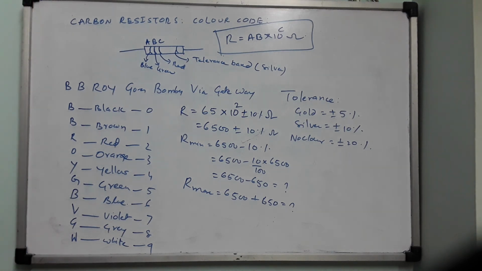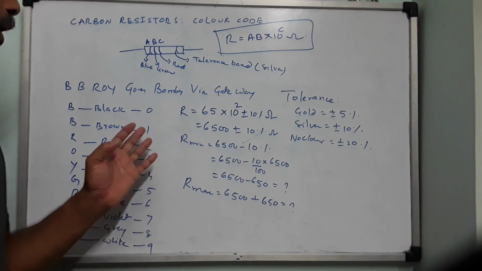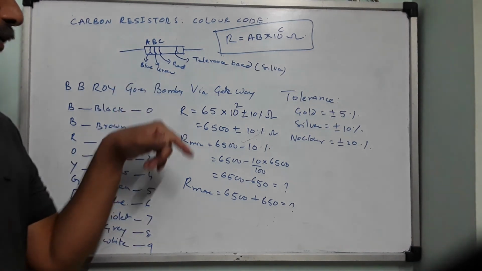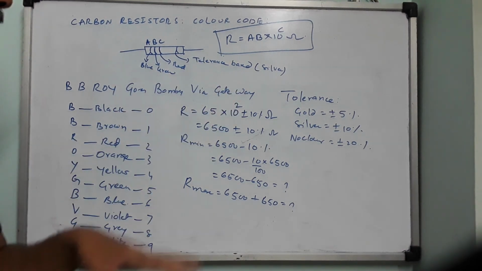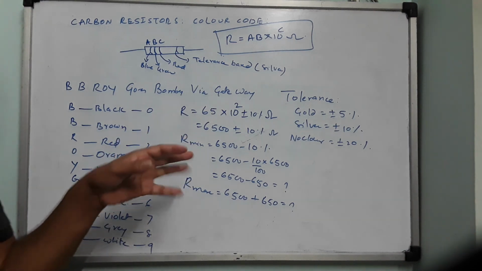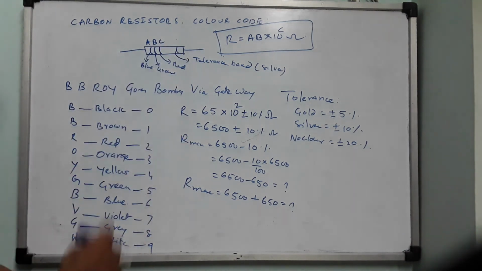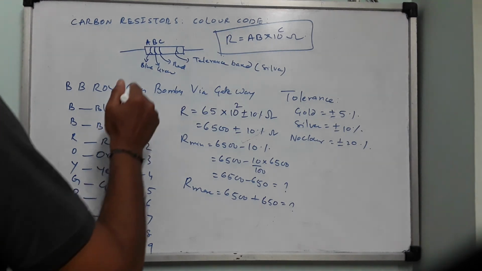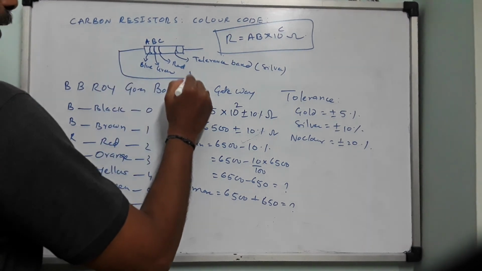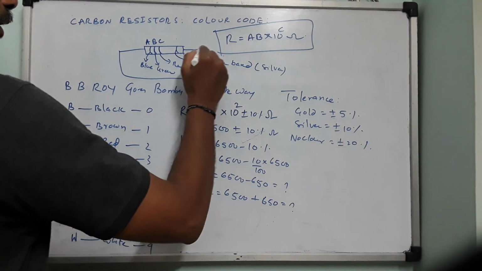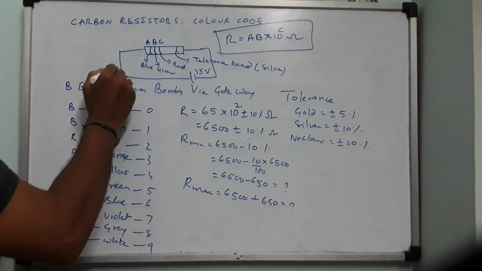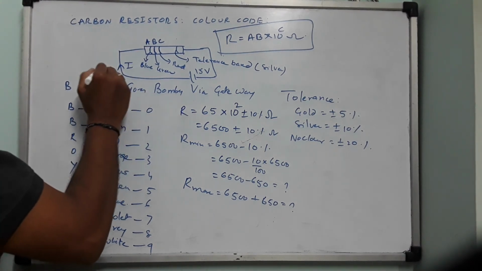For example, a carbon resistor is coded with blue, green, red in sequence as shown in the figure with the tolerance band. Tolerance band sometimes may be given or may not be given. It is coded with the colors blue, green and red, and it is connected across a 15 volt battery. What is the current flowing through the resistor? I equals how much?